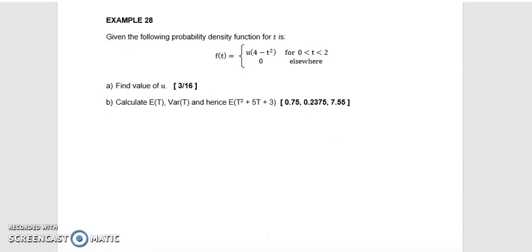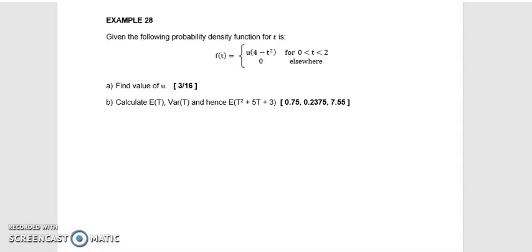Also for example 28, I want you to try. Later on, I will give you the answer with complete working. Here also the same, you apply the rules of expectation. The answers in brackets follow the sequence of the questions: expected of t, this is the answer; variance of t, this is the answer; and this is the answer for the last question. So we have already finished all chapters in STA 108.